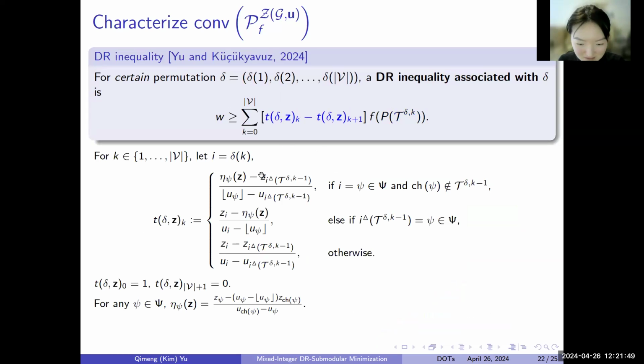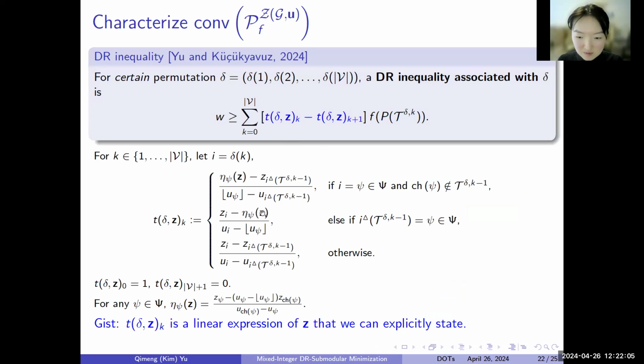Well, the function t are given as follows. Again, don't worry about the details. By showing this, I just want to highlight two things. If we fix any delta, t delta z is just a linear expression involving our decision variable z. It's linear, and we know exactly how to explicitly write that out.